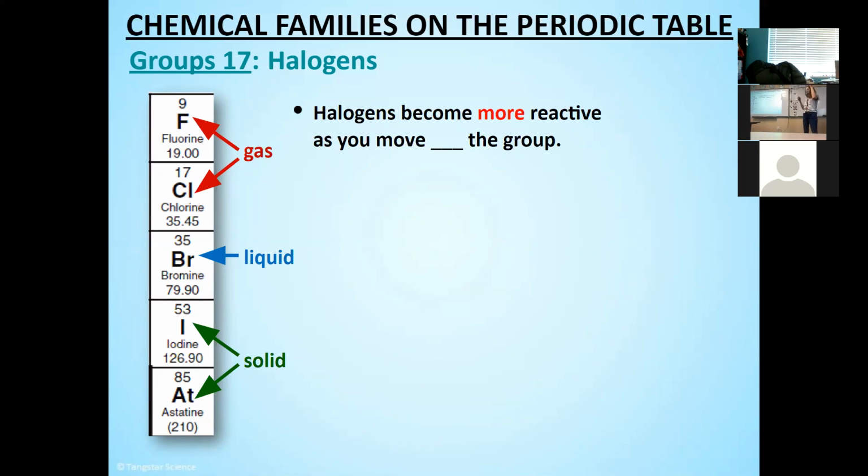That's exactly right. So they have a lot. They're like, okay, one more would be really nice because I'd really love to have a full outer shell, but I have a lot. It's like if you already have 60 gumballs, do you really need one more? I mean, really? Yes, you do need one more gumball because you want all the gumballs. But it doesn't matter as much. It's not as great as a percentage. So yes, as you move up the group, they become more reactive. Fluorine is extremely reactive.